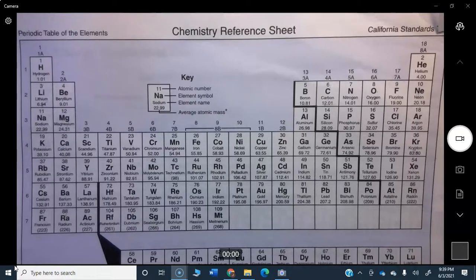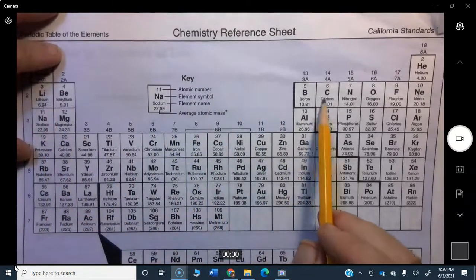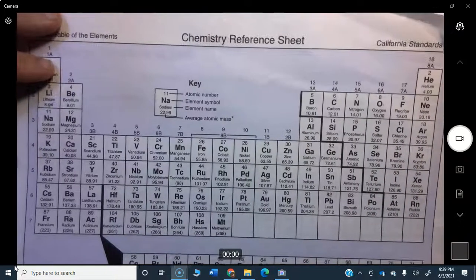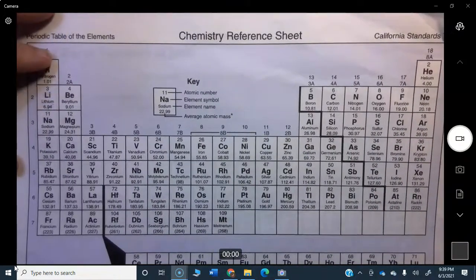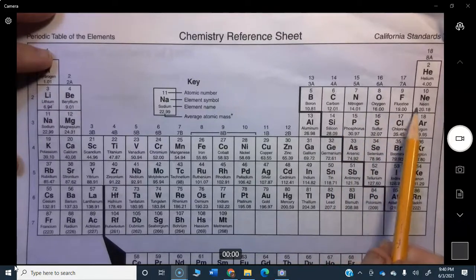So they don't shield each other. Remember, that means they block each other from the nucleus. They don't shield each other. So what happens though is as you go over in this direction, you add protons. You add electrons, but you add protons. But the electrons don't shield, they don't block each other. But you keep adding protons, which pull harder and harder on those electrons.